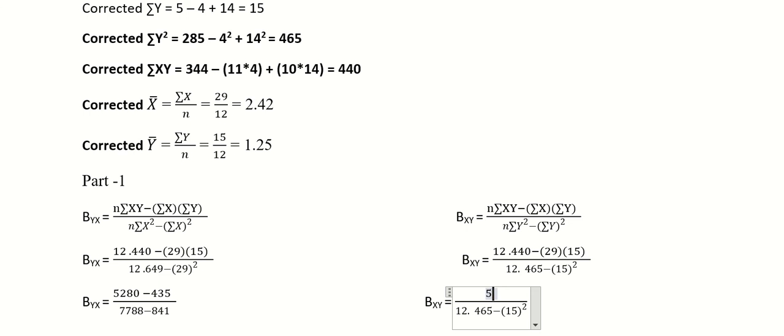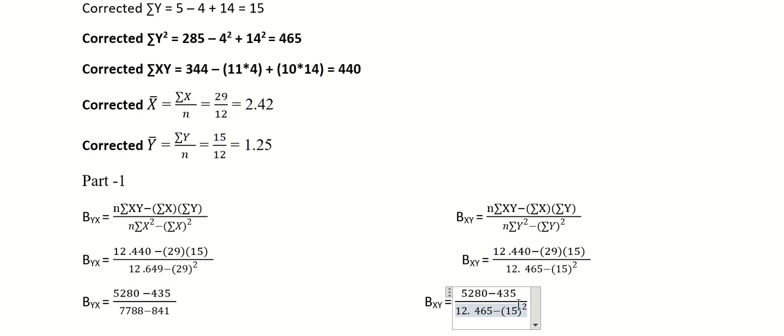5280 minus 435 divided by this 12 into summation of y square. So this is summation of y square is 465 into, just a second, yes, right.